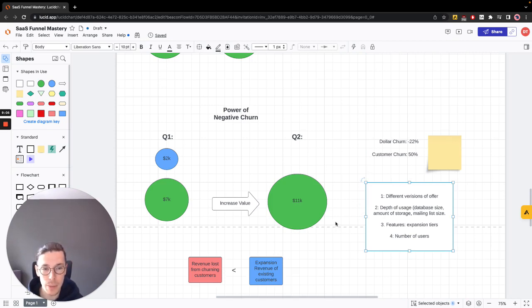Or the next way that you can do that is depth of usage. So this could be database size. You have to look at what are people actually using in your software, how can you track that, and then how can you sell that and quantify this particular thing so it seems like they have more skin in the game, right? So if you're offering, for example, MailChimp or one of these ones that has a lot of emails, then what you'd want to do is look at the mailing list size, right? So how many people are on your mailing list?